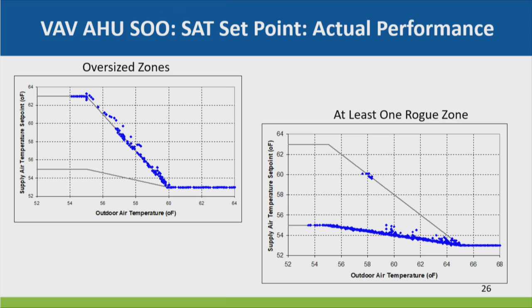If you do some trend logs, you can see how well it works. Usually you want a big scattering of points over time, but if all the zones are oversized, that means they can all handle the load at almost any temperature you give them. All the dots collect on that upper line. And if you have a rogue zone or so, you end up with everything on the lower part of the line. I'll talk about rogue zones in a minute. Those are zones that are always asking. And I'll give an example when we get into the static pressure setpoint reset.